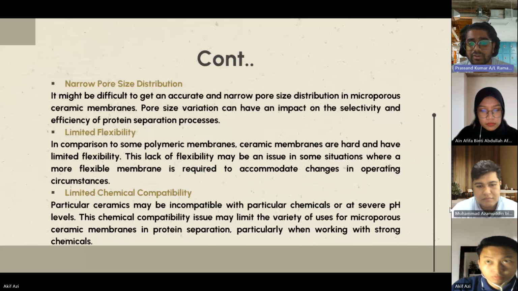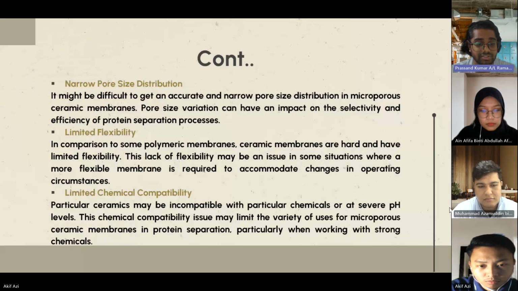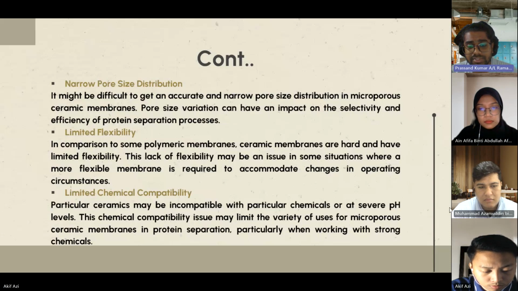Particular ceramics may be incompatible with particular chemicals or at severe pH levels. This chemical compatibility issue may limit the variety of uses for microporous ceramic membranes in protein separation, particularly when working with strong chemicals.